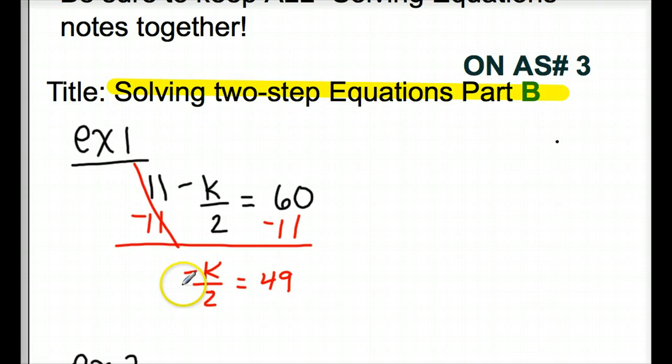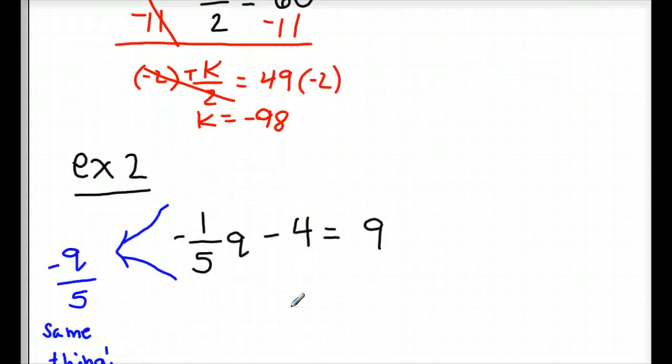Then again, remember this negative here? I said yesterday you can have it down with the 2 or you can have it out in front. It doesn't matter. But what I like to do is multiply both sides by a negative 2 so that we can get rid of it. What we have left over here after we cancel these out is just a k, because that cancels out. K equals 49 times negative 2, which is going to give us a negative 98. All right, on to example 2.